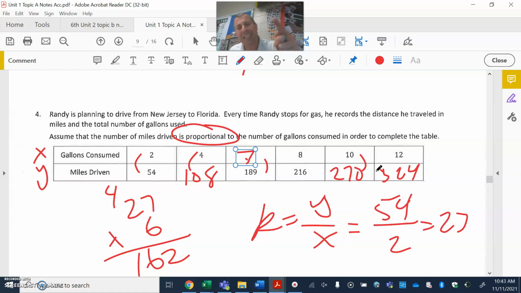All right, people, constant, y divided by x. That means it's proportional, which means you're multiplying by the same number. All that type of good stuff.